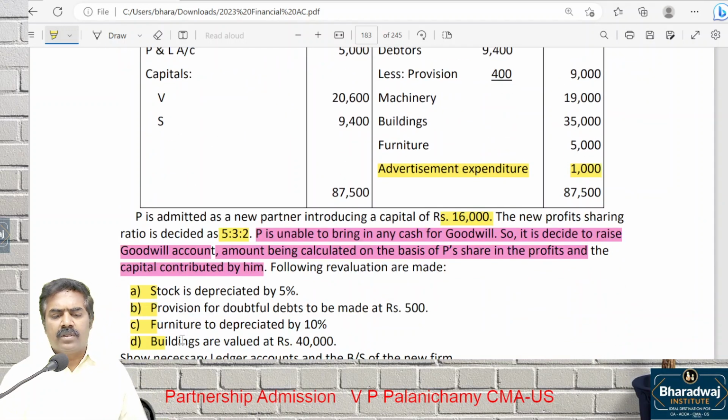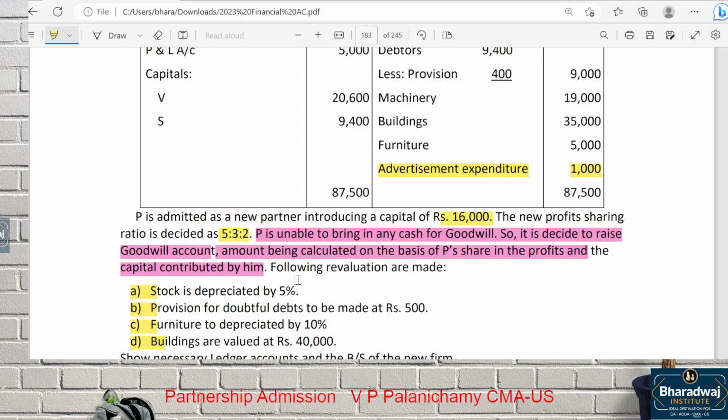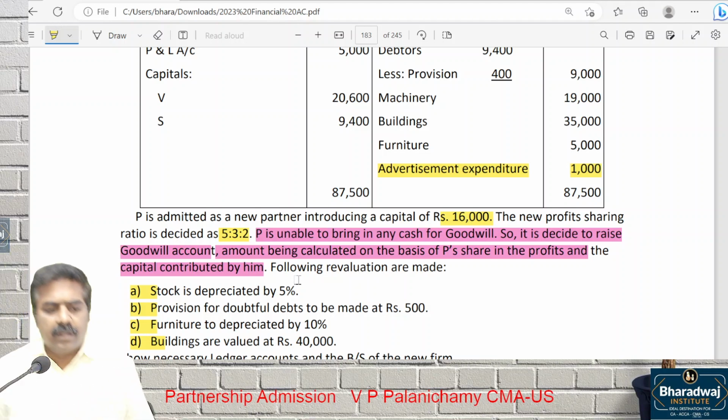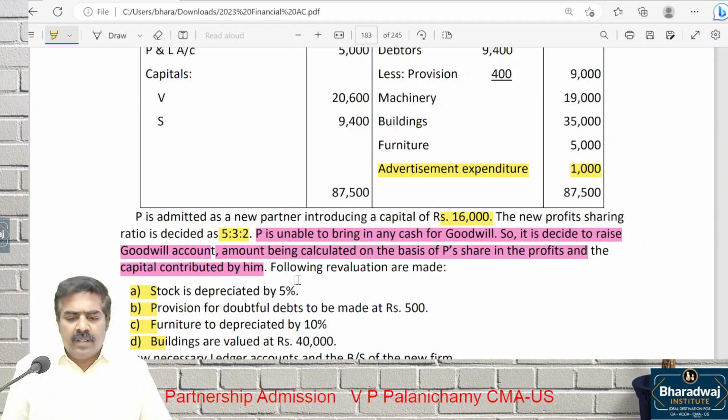So goodwill alone, we cannot do it straight away. Read the question, please. Goodwill we cannot work out straight away. Please go through it. Look at the points which are highlighted especially.